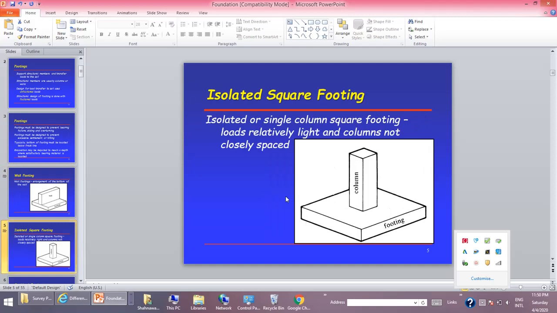Then the second footing is the isolated square footing. This is the footing of a single column provided in a square shape, or isolated rectangular footing. It depends: if the size of your column is rectangular, it is better to provide a rectangular footing. If the size of your column is square, it is better to provide a square footing. So this also comes into the category of shallow foundations.